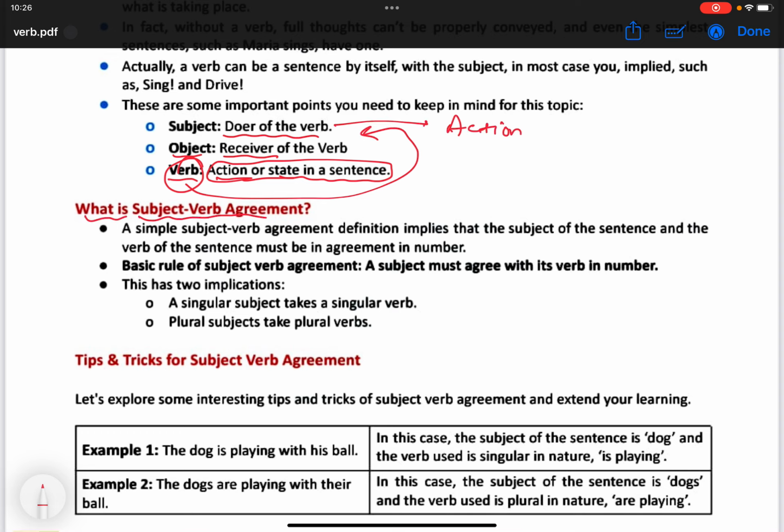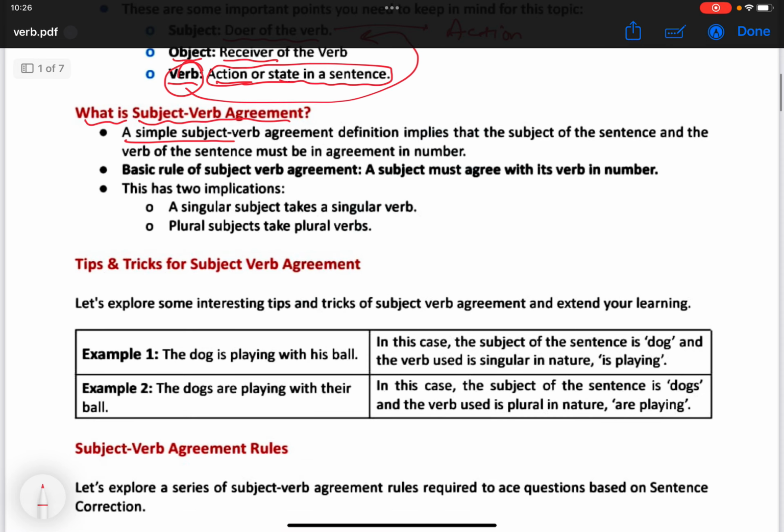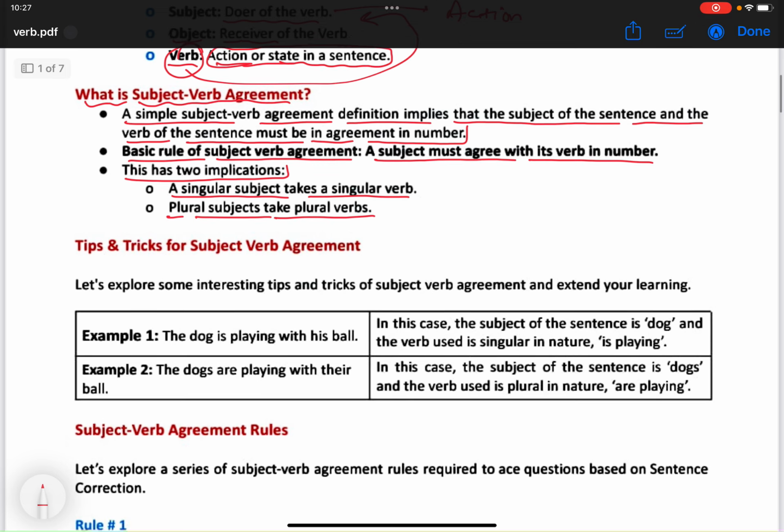What is subject-verb agreement? A simple subject-verb agreement definition implies that the subject of the sentence and the verb of the sentence must be in agreement in number. Basic rule of subject-verb agreement: a subject must agree with its verb in number. This has two implications: a singular subject takes a singular verb, plural subjects take a plural verb.